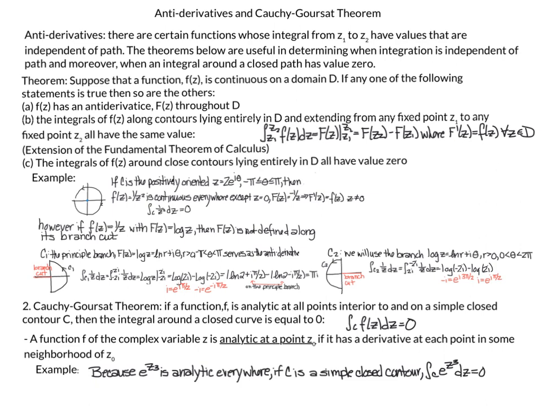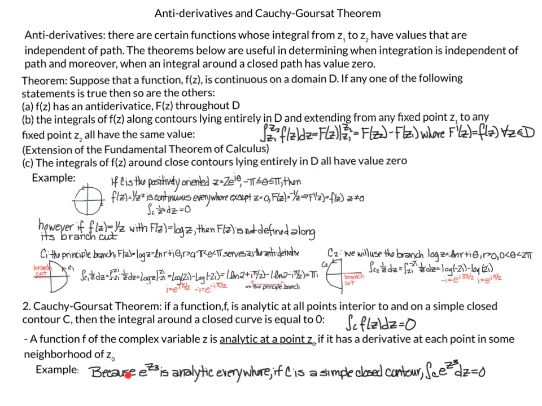The next theorem we talked about was the Cauchy-Goursat theorem, which said if we have a function f that is analytic at all points interior to and on a simple closed contour C, then the integral around the closed curve is equal to 0. And this is just what it is written out as a formula. So it's similar to part C of this theorem, in that it tells us when an integral around a closed contour is 0, but the conditions that need to be met to apply this theorem are a little bit different than this other theorem. So it's like an alternate way of coming to this conclusion.